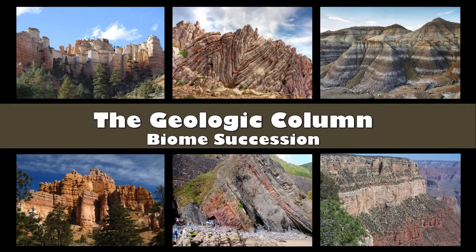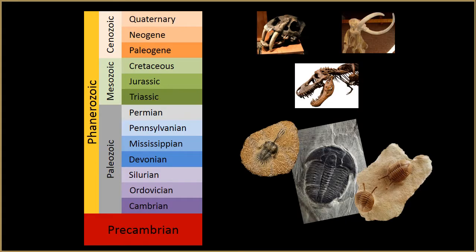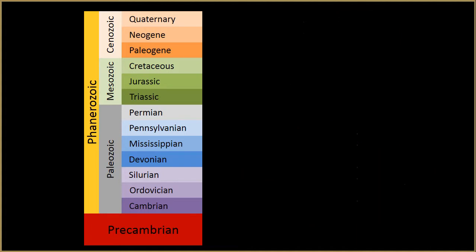Biome succession. We have learned that there is a real consistent order in the fossil record all around the world. This is observable data, and it provides important evidence about Earth's history. We have also learned that the fossil record is not adequately explained by the theory of evolution.